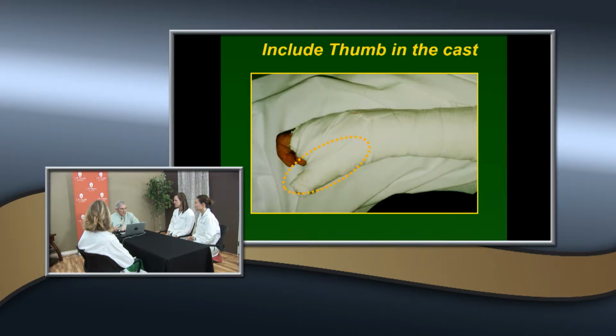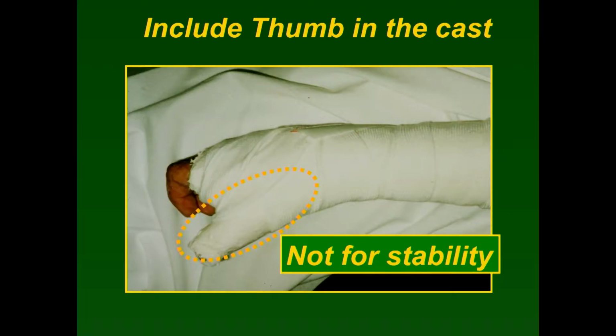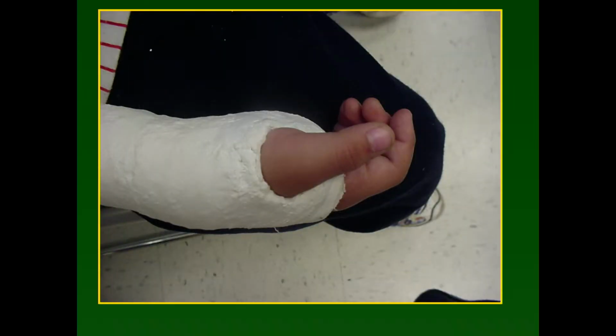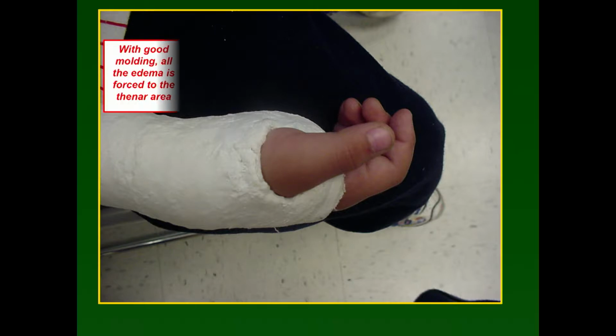Now, we put the thumb in. Why do we do that? Swelling? We don't put it in because it doesn't really contribute to stability. You put it in for swelling. So what happens when you compress the swollen distal radius, swollen distal forearm? It goes into the hand? That's exactly right. With good molding, some of the edema is forced into the thenar area.